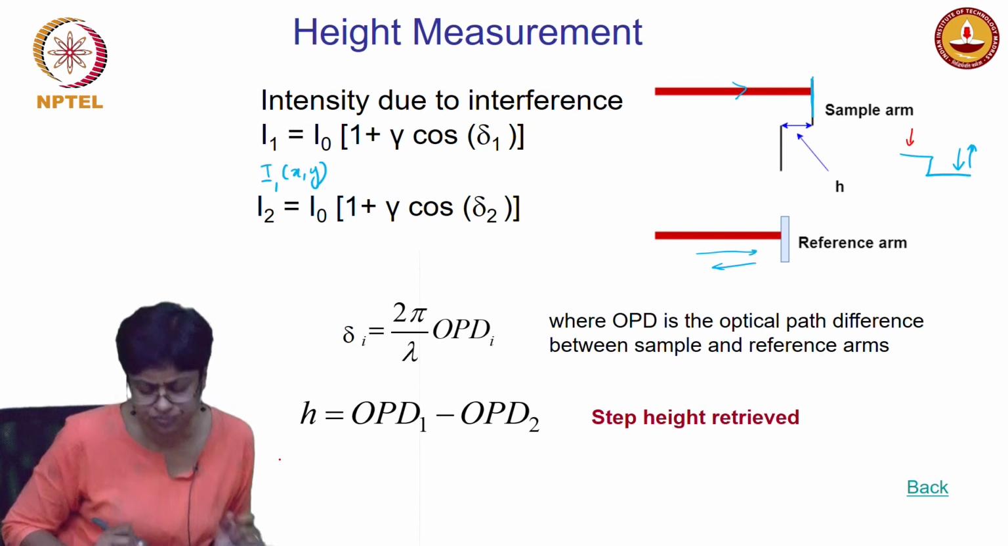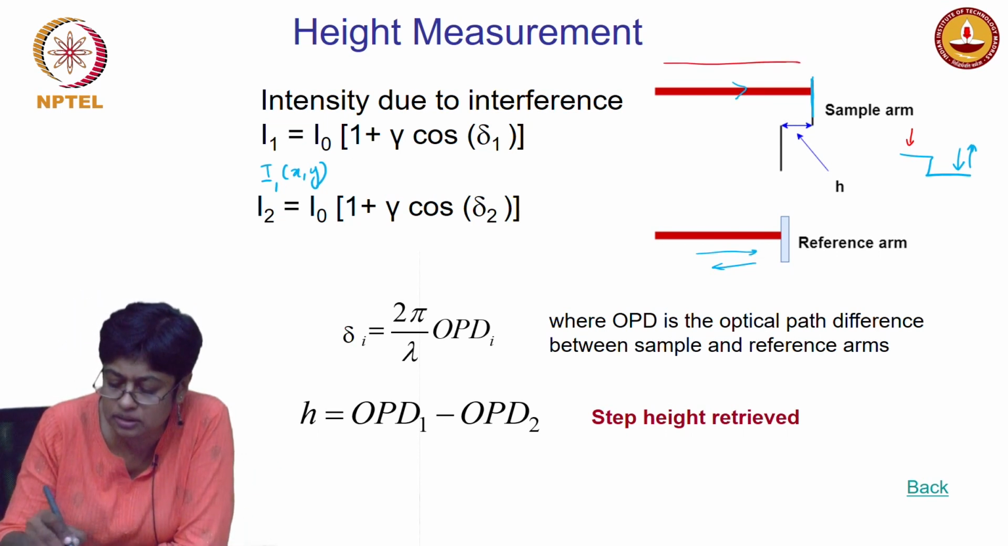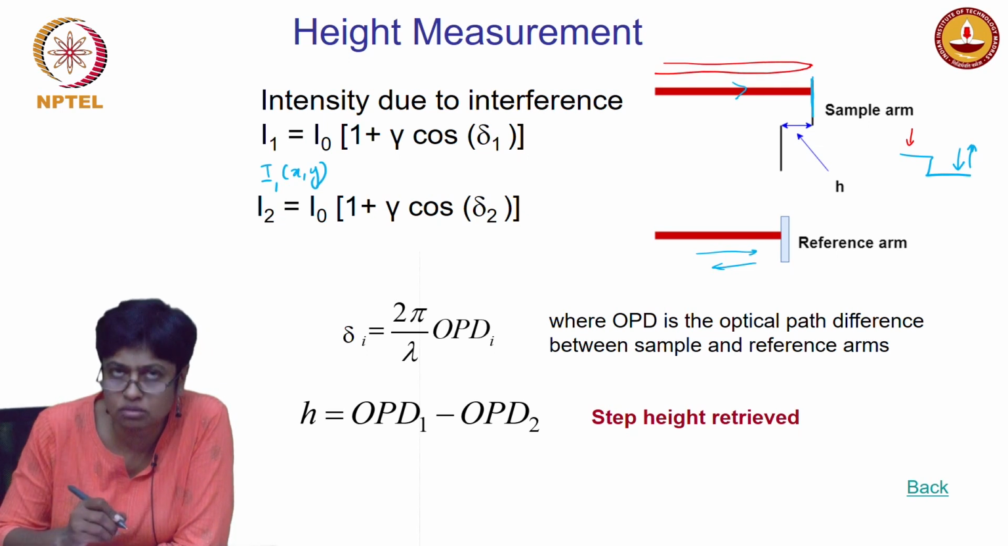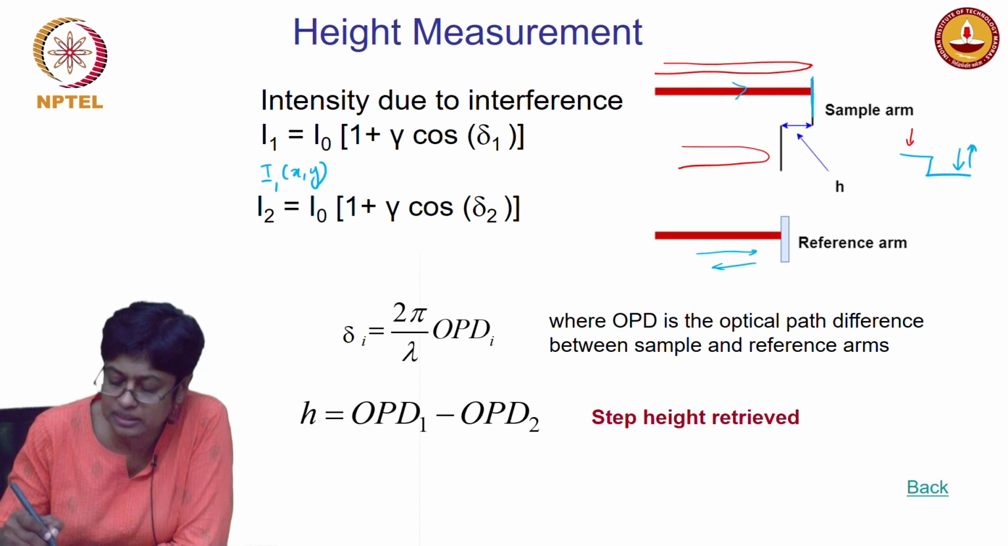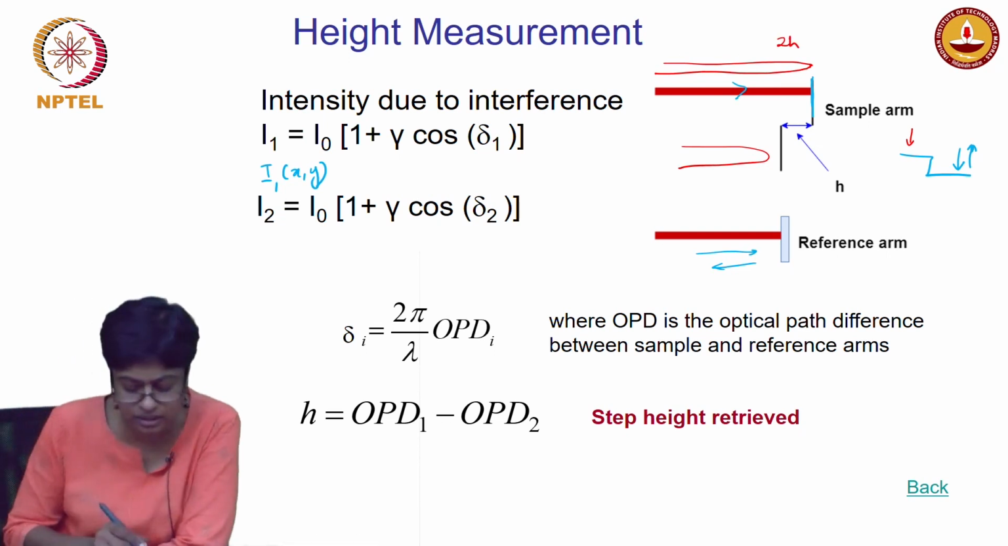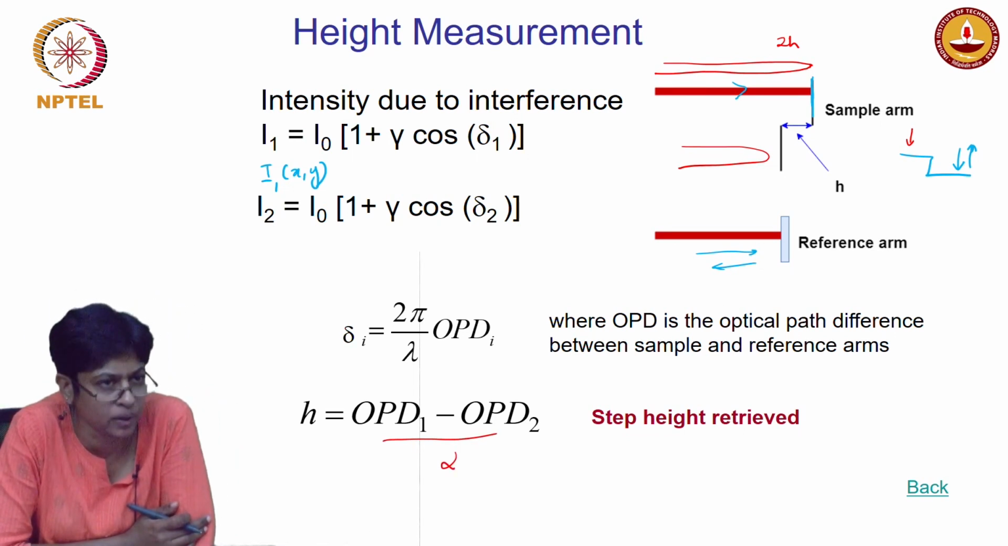In fact, this is not right here. Actually, it's OPD1. OPD1 is this distance, and this is the first case. So the difference here gives me 2h actually, right? So I actually should have a 2 here, I think. But you get the point. It's the difference that I need.